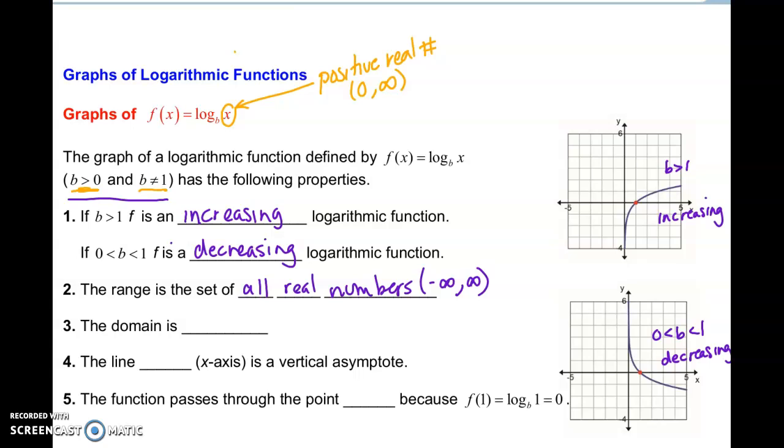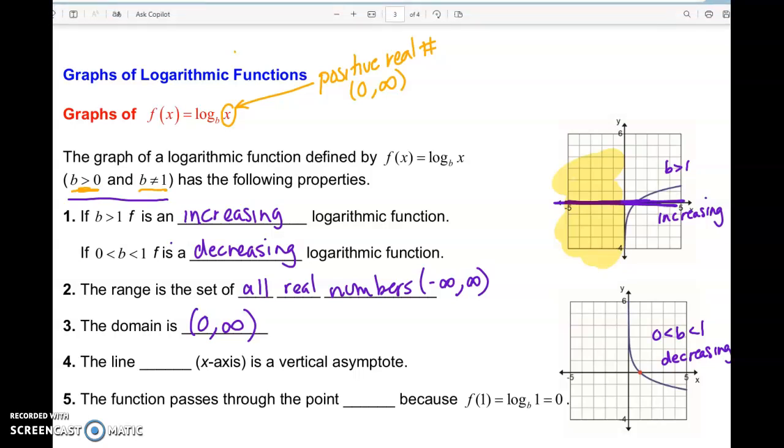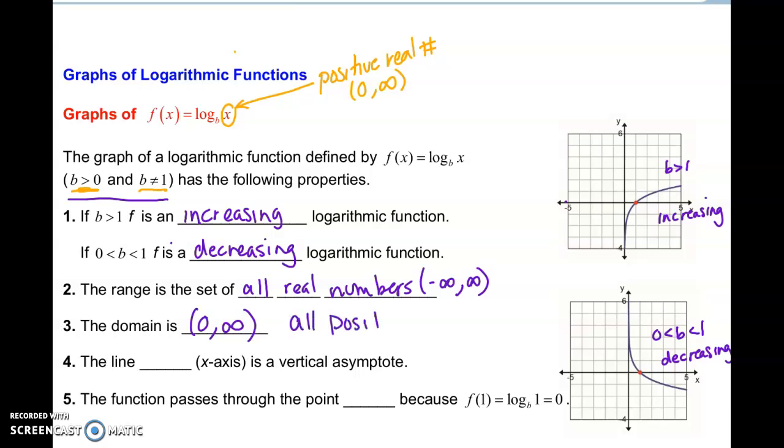The domain, though, has that stipulation that it can only be from 0 to infinity. The x value you can only put in from 0 to infinity, and it's shown here. When you look at the x-axis, I don't see any points over on this side. So only from above 0 is where the x values all lie. You can say that in interval notation, or in words it would be all positive real numbers.